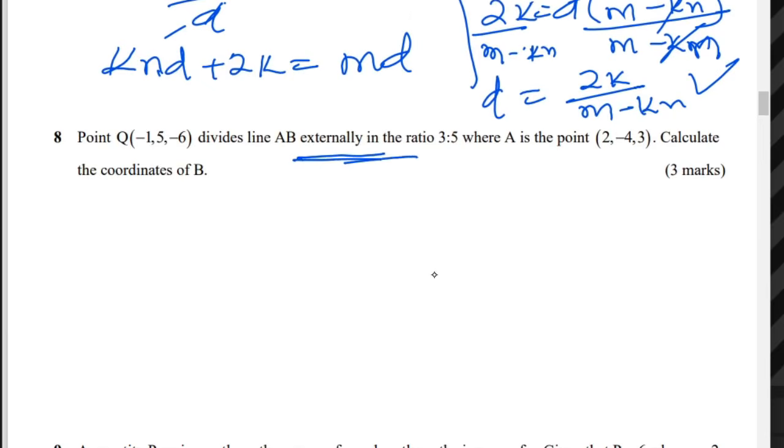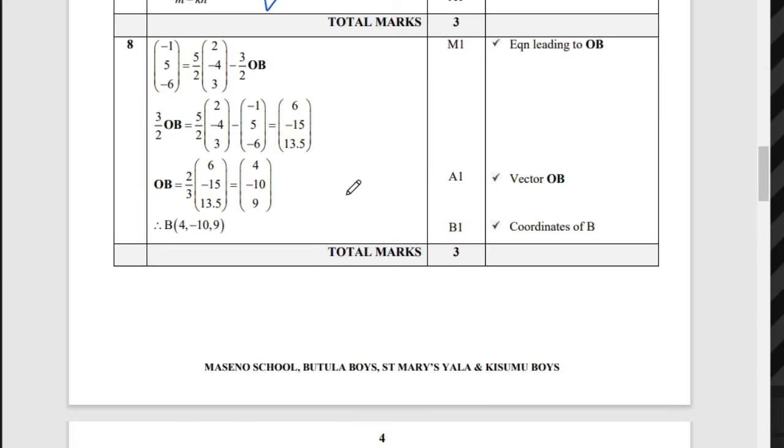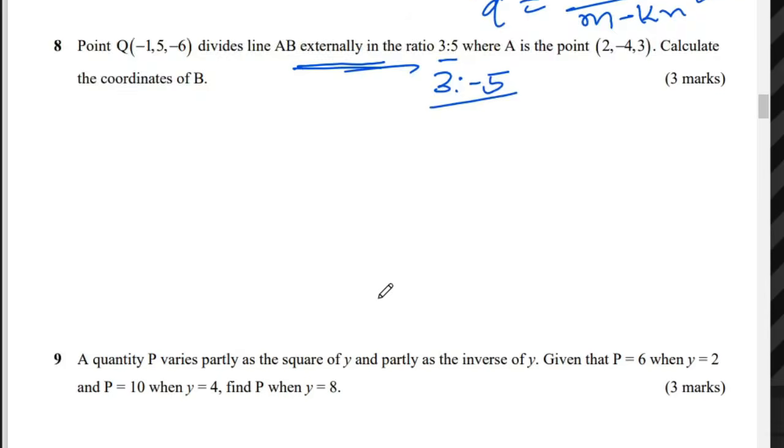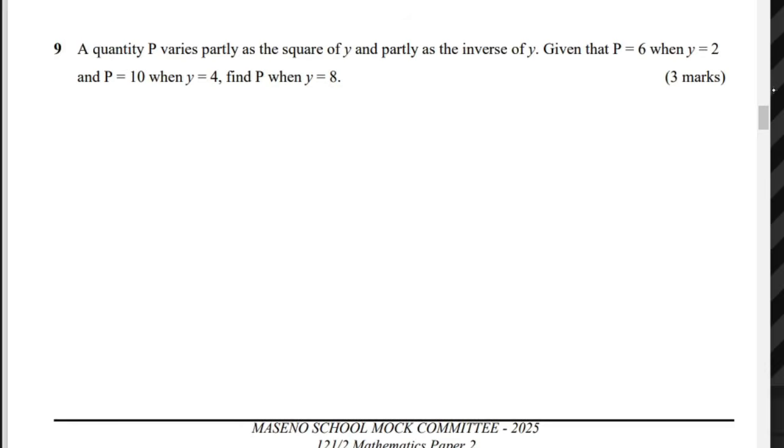External division, mark that. That is external. If it is external, it means that this one is 3 to -5. That's what it means. 3 units and then -5. The quantity p-value is this one.